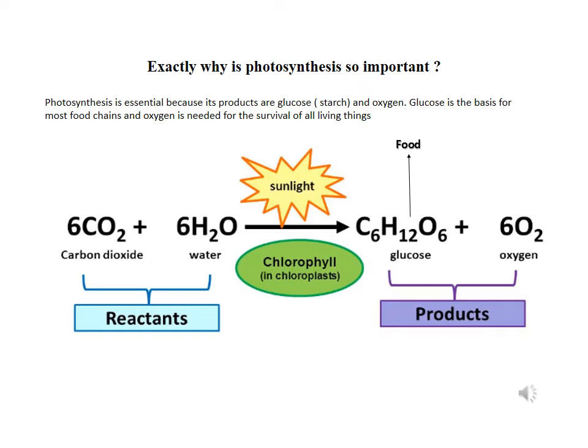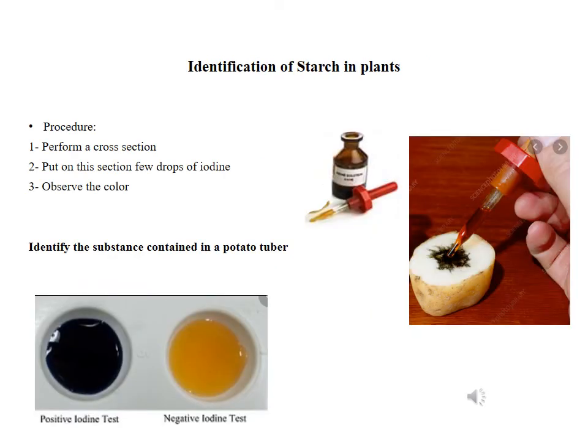Exactly why is photosynthesis so important? Two big reasons. One product of photosynthesis is glucose, a sugar molecule, which provides the basis for most food chains. The second product of photosynthesis is oxygen. The oxygen is needed for the survival of all living things. Photosynthesis is characterized by the production of organic matter such as glucose or starch.